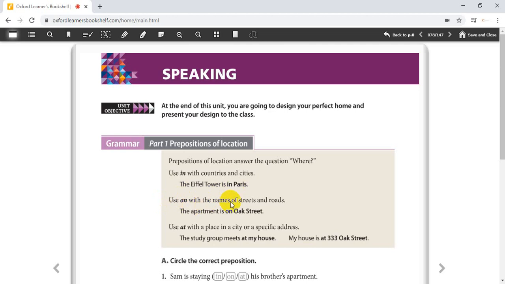Right? Use on with the names of streets and roads. The apartment is on Oak Street, or the apartment is on Fahad Street. The apartment is on Suleimania Street.